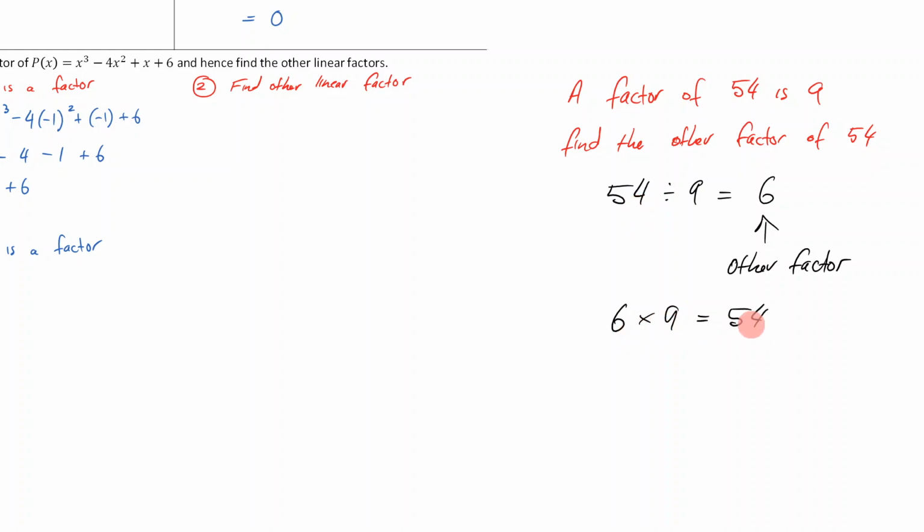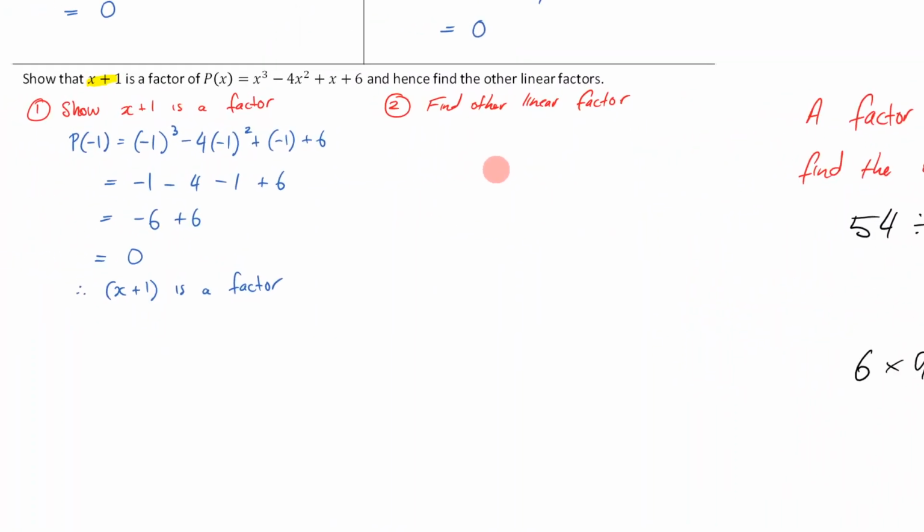Of course, there are other factors of 54, but we know that 6 nines are 54. So what you're doing is taking the factor that you've been given and dividing it into what you have here. So it's 54 divided by 9, and you're getting that other one. That's exactly what we're going to do here now.